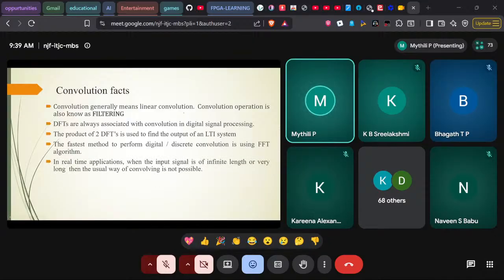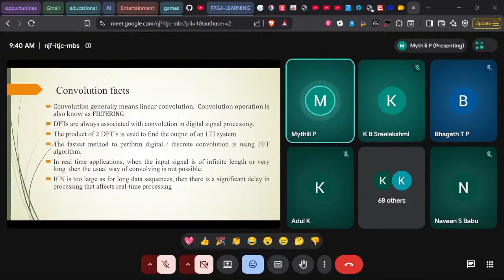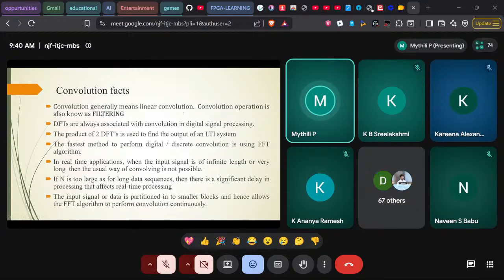In real-time applications, when the input signal is of infinite length or very long, the usual way of performing convolution is not possible. And if n is too large, if you take a bigger block, then there is a significant delay in the processing, so the output comes later. So the block size should be as small as possible. The input signal is partitioned into smaller blocks, which allows the FFT algorithm to perform convolution in a continuous manner.